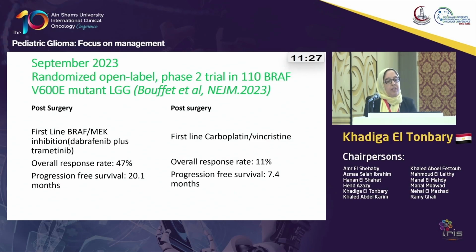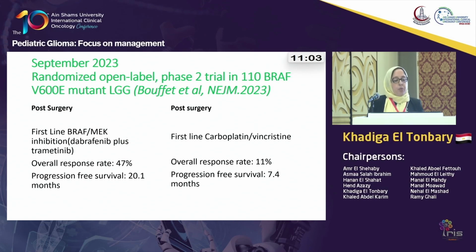So in September 2023, in the New England Journal of Medicine, Bouffet et al. published this randomized open-label phase 2 trial performed on 110 children with BRAF mutant low-grade glioma when they needed treatment post-surgery. Either they are symptomatic or progressive.